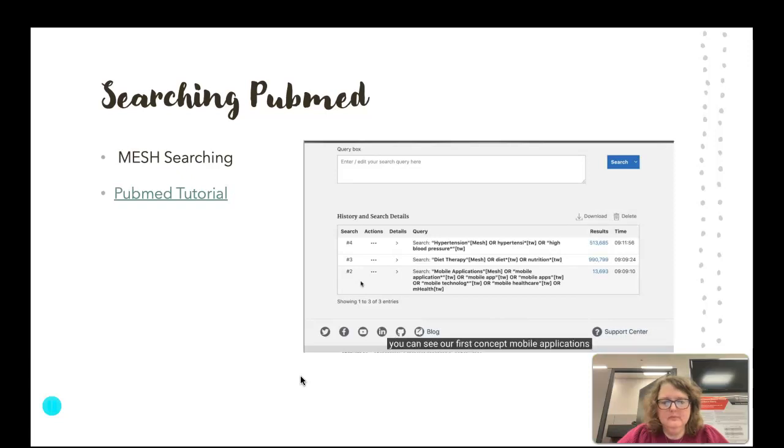You can see our first concept, mobile applications, is number 2. Our second concept, diet, is number 3. And our third concept, hypertension, is number 4. In the query box, I can simply type number 2 and number 3 and number 4. Remember, I'm using an AND between the sets because I want articles that address all 3 concepts. Once the query box is how you want it, click the search button.